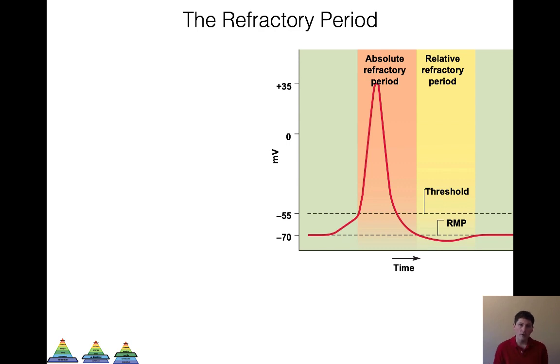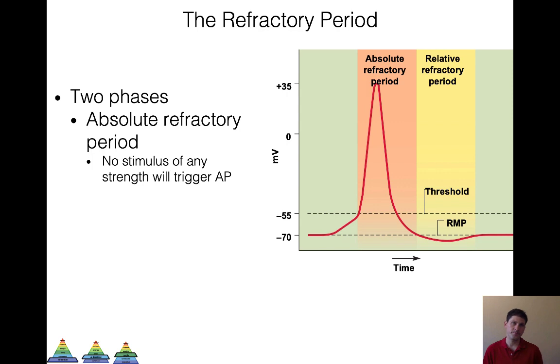So we can term those absolute and relative refractory period. So there's 2 phases. That absolute refractory period means that no stimulus will actually trigger another action potential. Okay, and that is the part of the membrane that is actually experiencing an action potential already. So any other stimulus cannot stimulate this part of that axon.